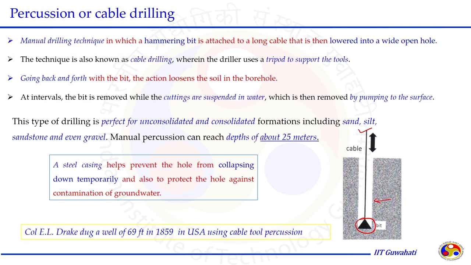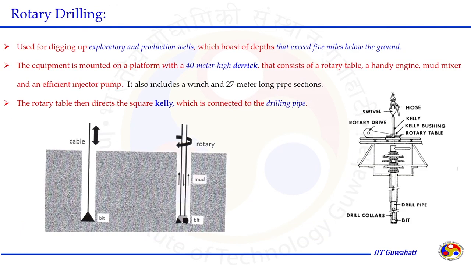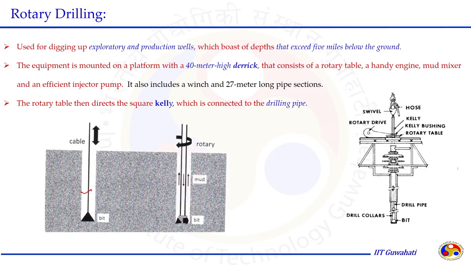Colonel Drake dug the first well in the United States, up to a depth of 69 feet in 1859, using this cable tool percussion method. Then next comes the cable that we inserted having the bit. Now this bit can be rotated, and the invention of rotary drilling came in that way.